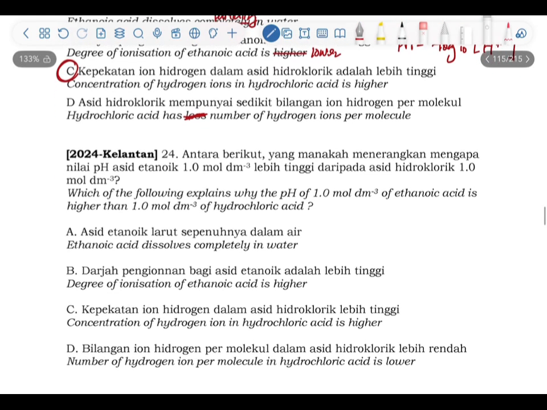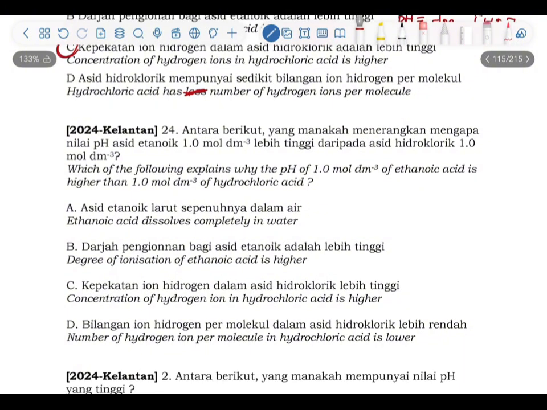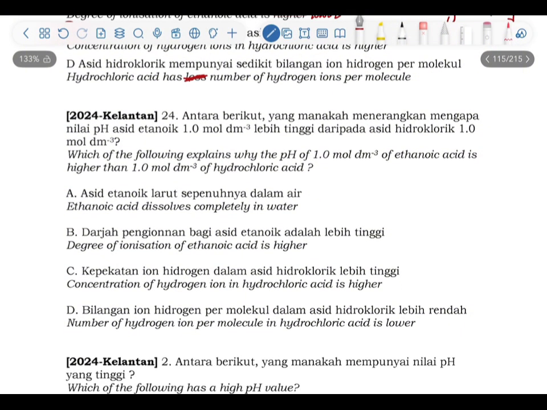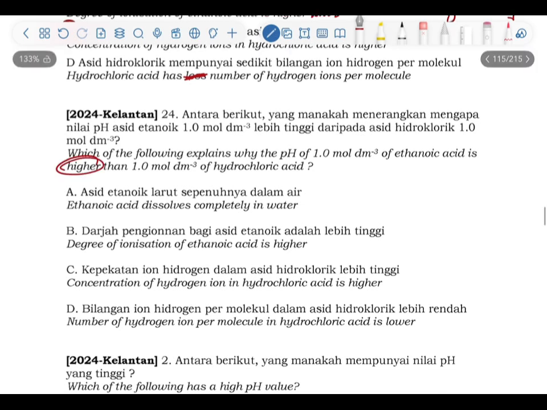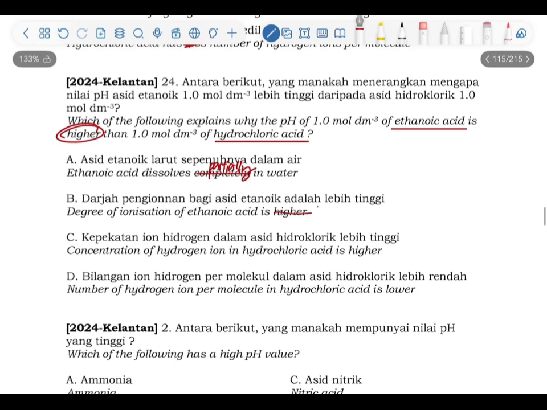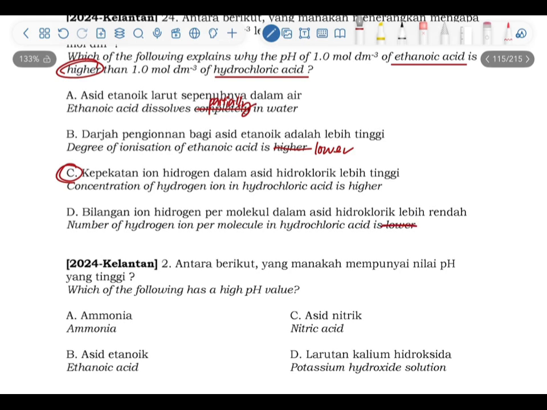Okay, next, also the same question. Which of the following explains why the pH of the 1.0 mole per dm³ of ethanoic acid is higher than the hydrochloric acid? So now it is higher. Why is the pH of ethanoic acid greater than the hydrochloric acid? Okay, so let's look at the options one by one. Ethanoic acid dissolves completely? No, it does not dissolve completely, it is partial. Degree of ionization is lower. Okay, B is lower. C. Concentration of the hydrogen ion is higher, okay, C. D. The number of hydrogen ions per molecule in the hydrochloric acid is lower? No.